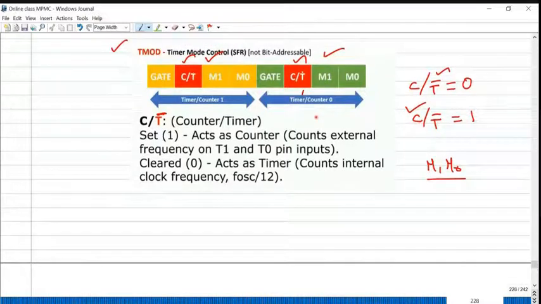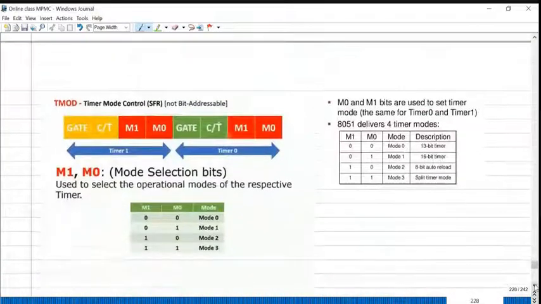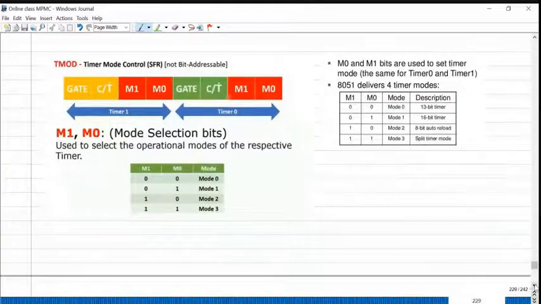Okay. So timer 1 and timer 0 can be operated independently at the same time. So what are the operating modes? 0, 0 is the 13-bit timer. Timer 0 can act as a 13-bit timer, and timer 1 can act as a 13-bit timer independently. 0, 1 means 16-bit timer. Timer 0 and timer 1 can operate in mode 1 independently. 1, 0 is 8-bit auto reload mode. Timer 0 and timer 1 both can work in this auto reload mode independently.